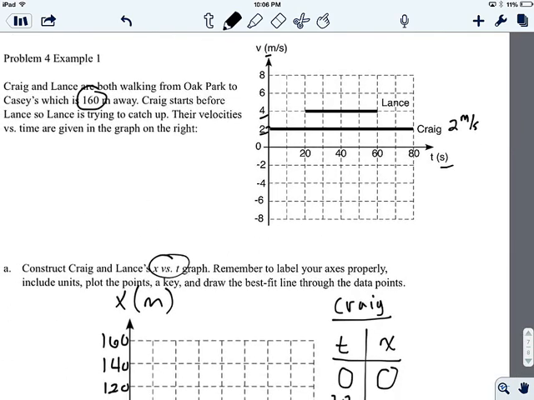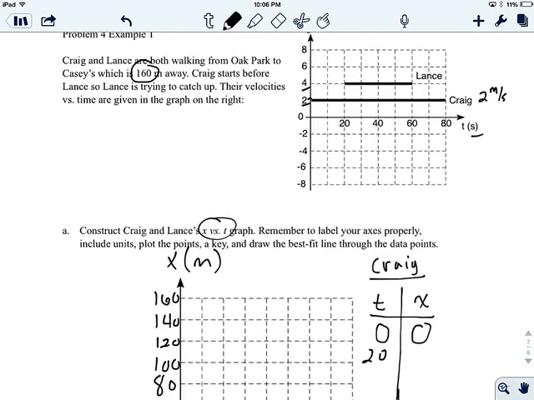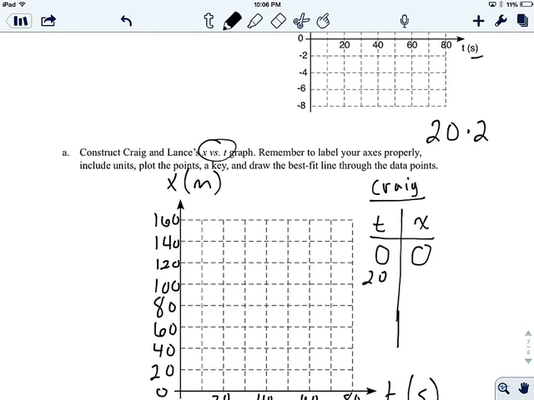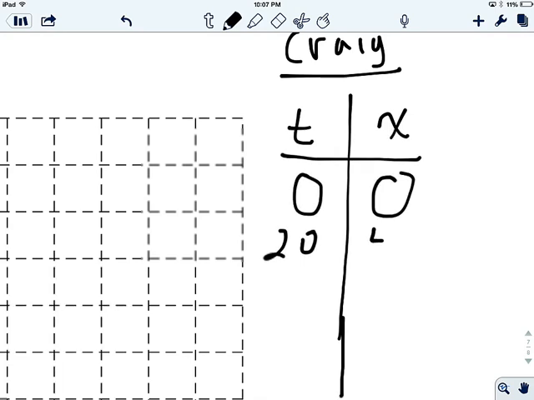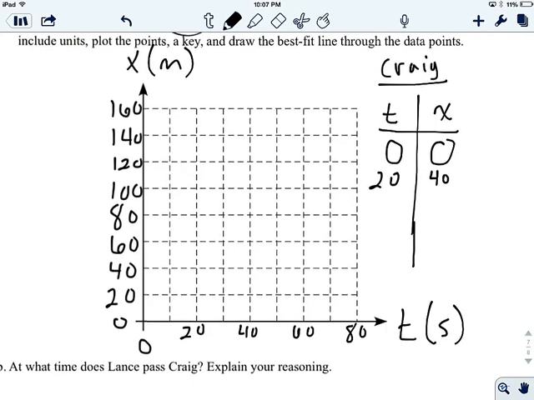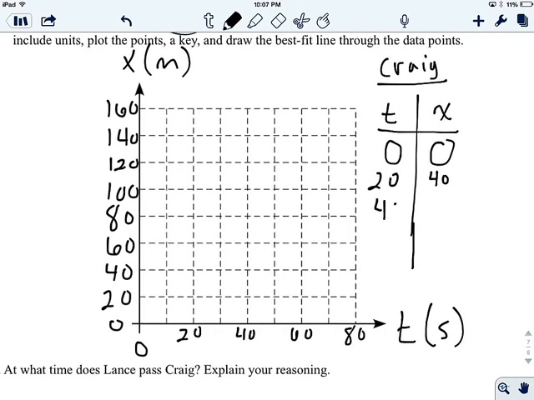So if he can go 2 meters in 1 second, how far can he go in 20 seconds? All I'm going to do is multiply 20 times 2. So I know that he can go 40 meters in 20 seconds. Now the next time interval is 40.